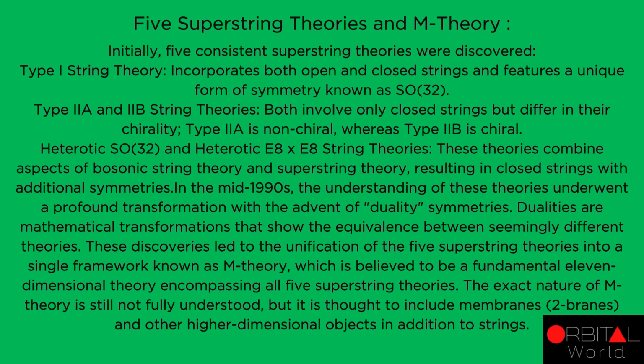Five superstring theories and M-theory. Initially, 5 consistent superstring theories were discovered. Type I string theory incorporates both open and closed strings and features a unique form of symmetry known as SO(32). Type IIA and IIB string theories both involve only closed strings but differ in their chirality. Type IIA is non-chiral, whereas type IIB is chiral.